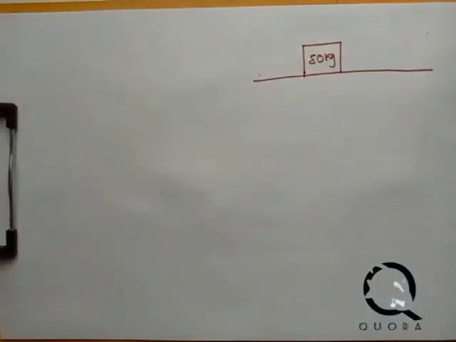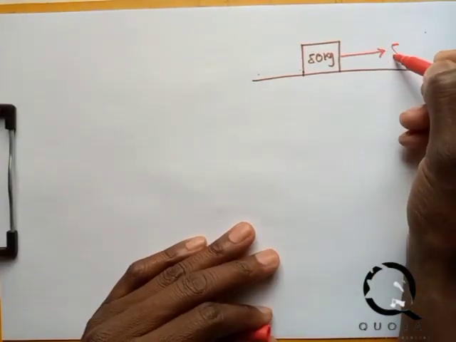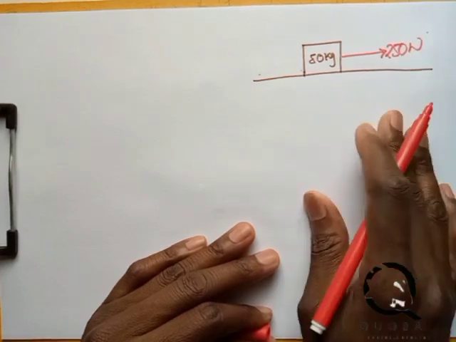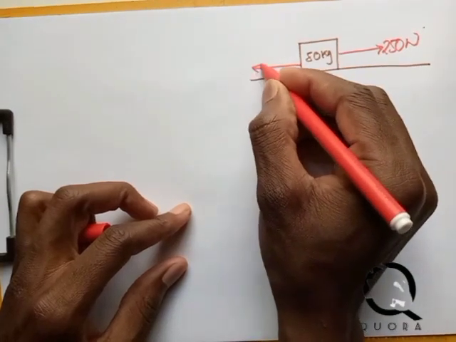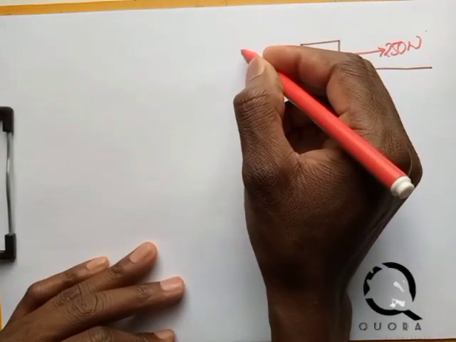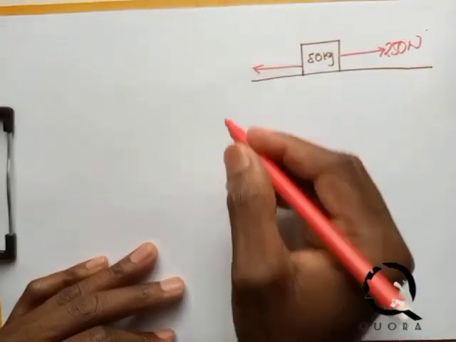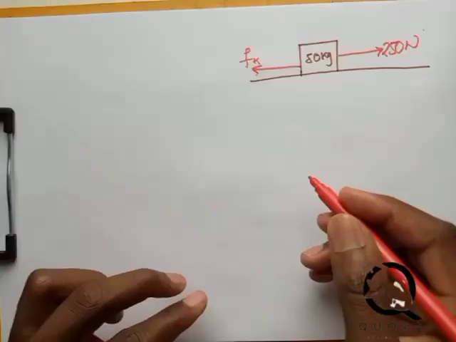It is moving along the horizontal surface with a force given as 250 newtons, then the friction force has to point in the opposite direction. Remember, under dynamics, we do not draw the forces towards the object. Every force has to point away from the object. So this is my friction. In this case, they have given us the coefficient of kinetic friction, so here I'll write friction with a K.